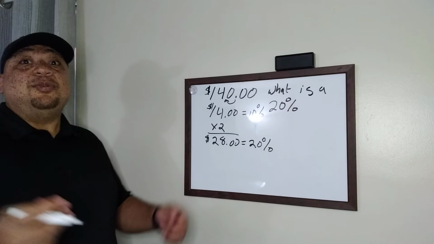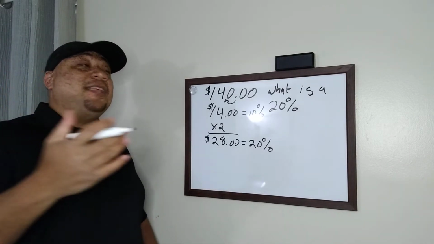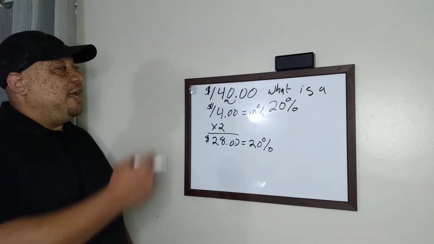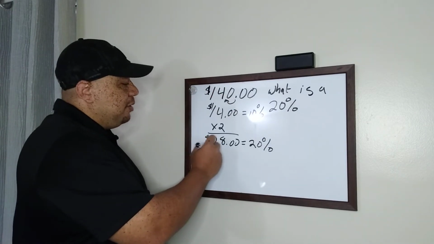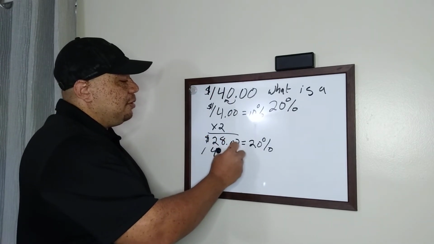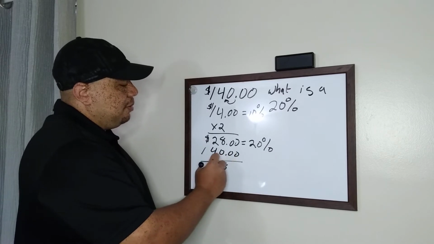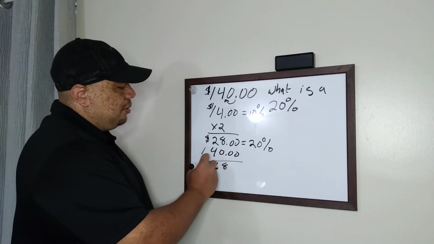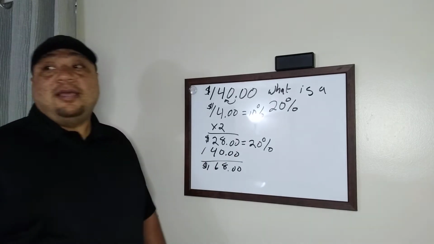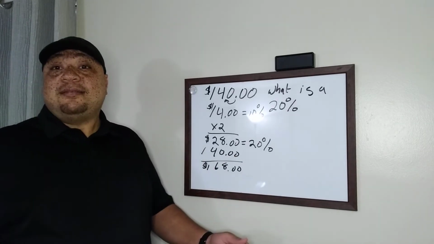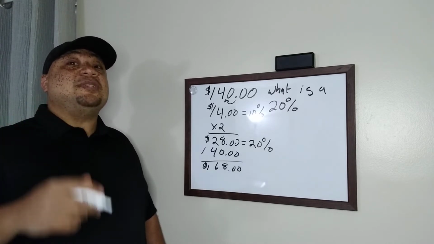Okay. You don't forget to add it to the total. So you add the $28 to $140, and then you get $168. Okay, so that's how you would calculate a 20% tip.